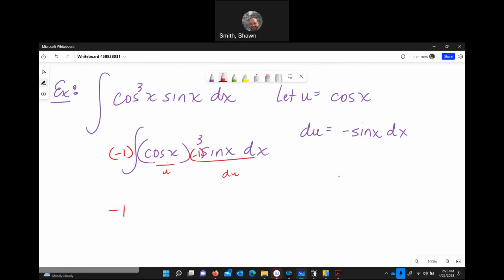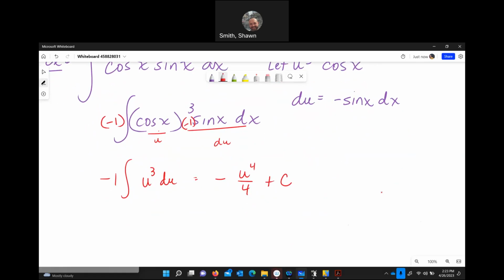So this is negative 1 times the integral of u cubed du, which is negative 1 times the antiderivative, u to the 4th over 4, plus some constant c. And you rewrite what is u? Cosine x, all to the 4th, and the 4 goes right there. And there's your antiderivative.